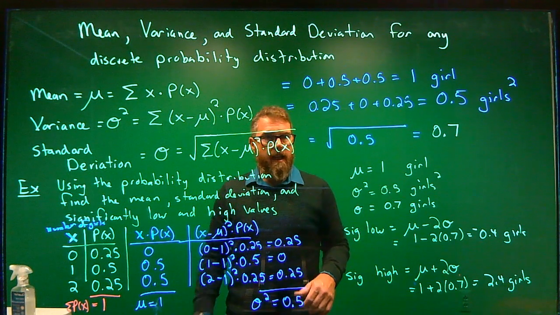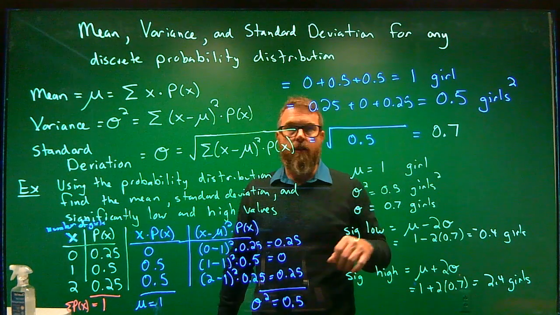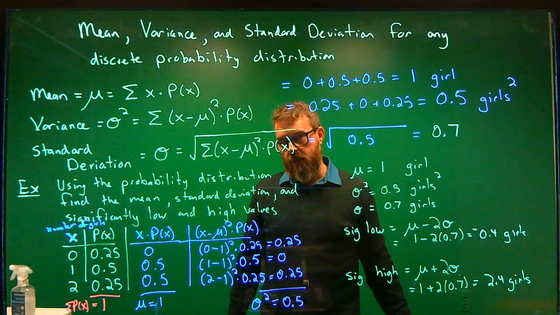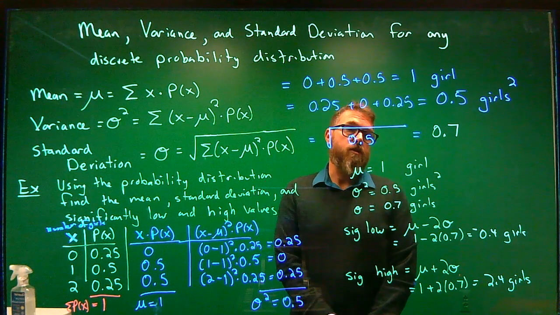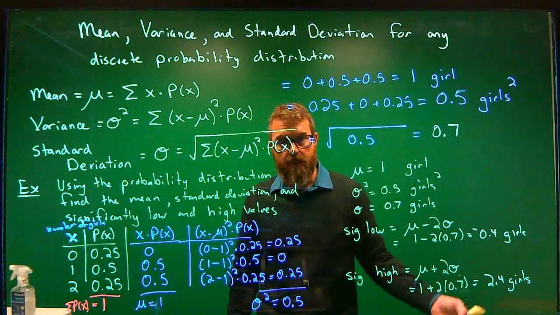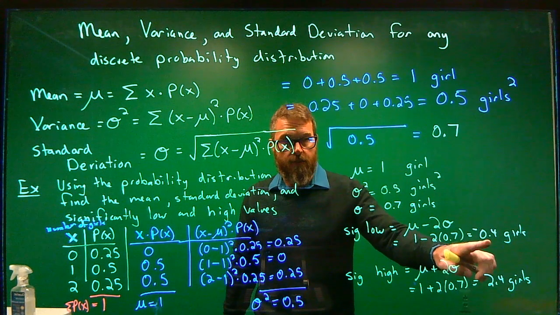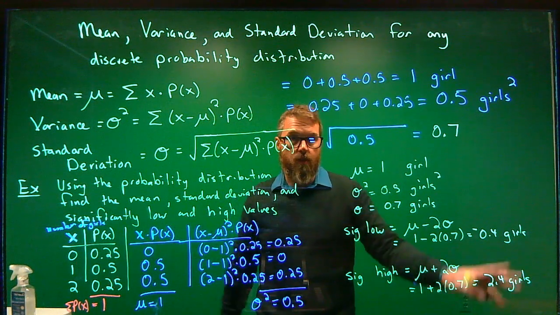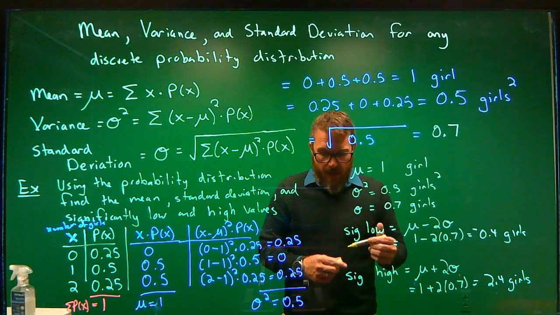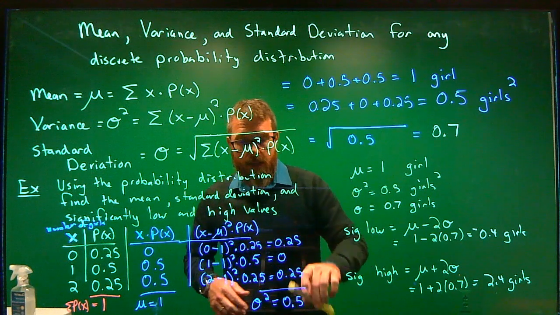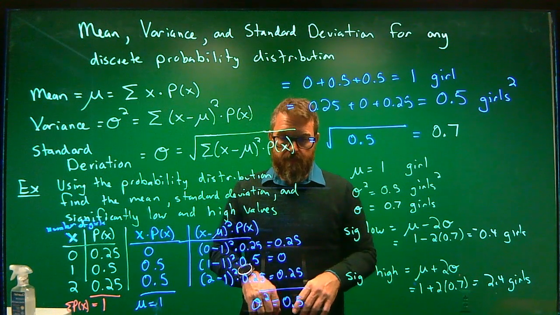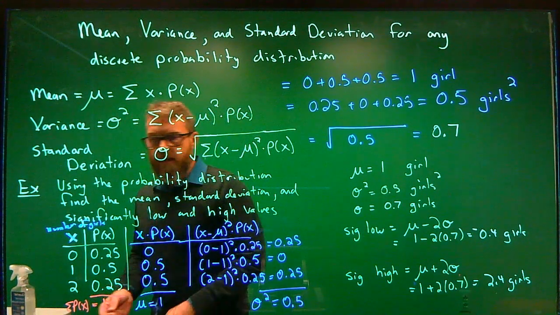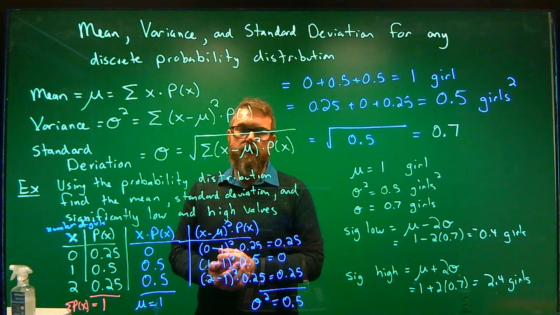So what this tells us is that the expected value is going to be 1 girl, but that's going to be the most common thing to happen. But what we do know is that we see families with 0 girls, 1 girl, and 2 girls all the time, and that's because 95% of the time, the range of the values is going to run from negative 0.4 to 2.4. So we can see that all the values of 0, 1, and 2 actually live in this 95% of the data value range. So that's why those are not unusual. So that's how you find the mean, the standard deviation, and the usual values for a probability distribution.